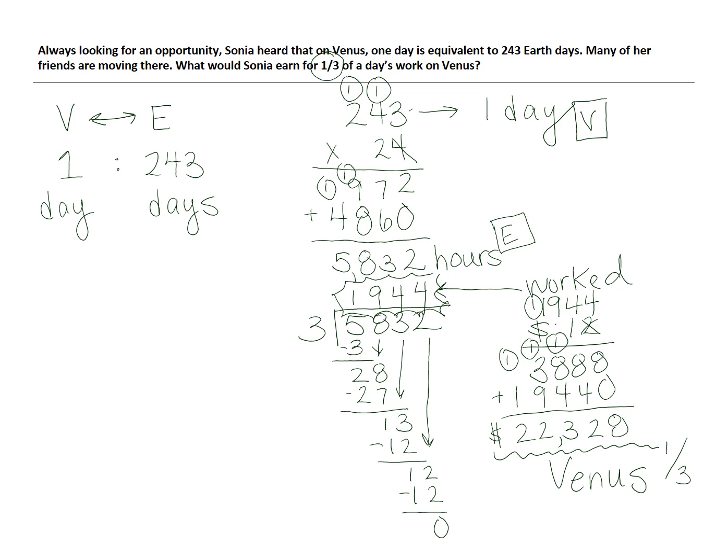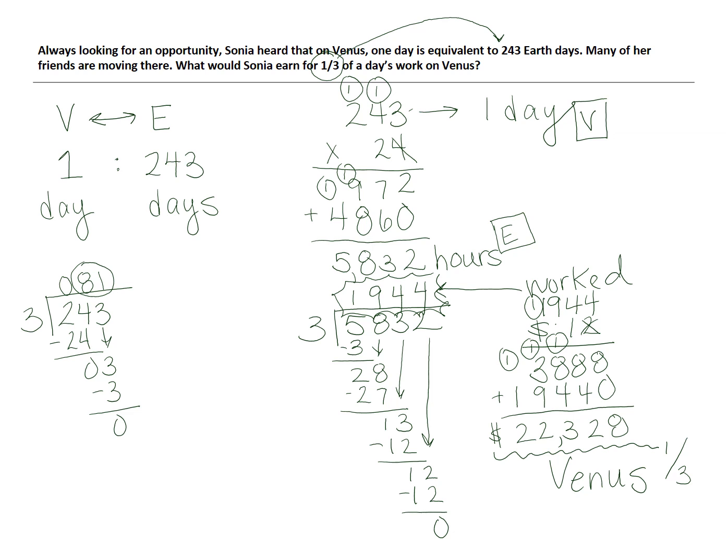All right, now let's look at it a different way. Let's say she was on Earth, okay? So we're going to do 1/3 of 243 Earth days. So we're going to do 243 Earth days divided by 3. 0, 8, 24, 0, bring down the 3, 1, 3, 0. All right, so that's 81, okay, hours or days.